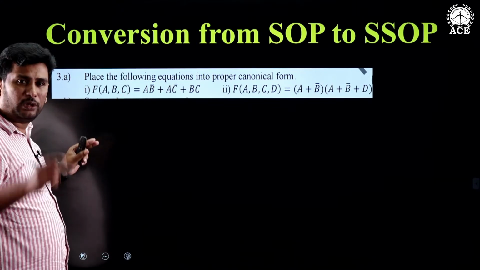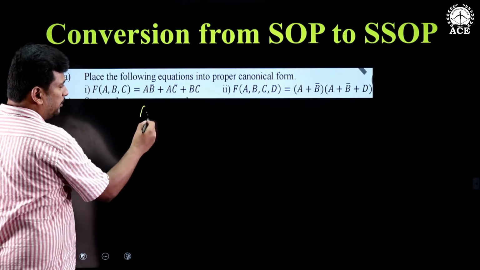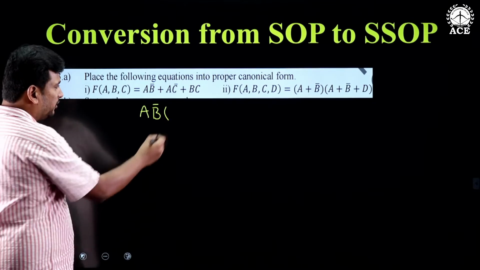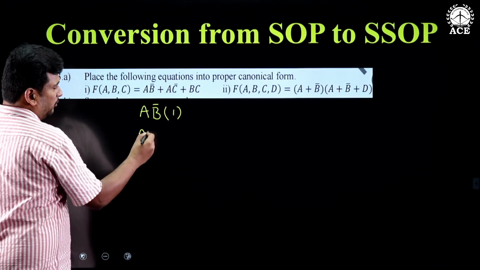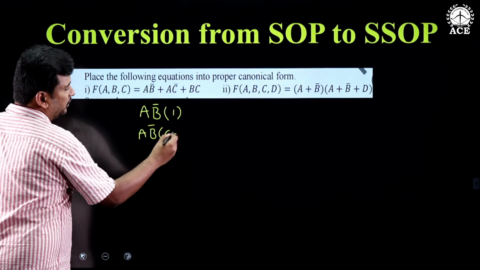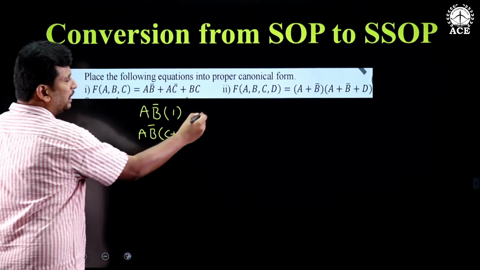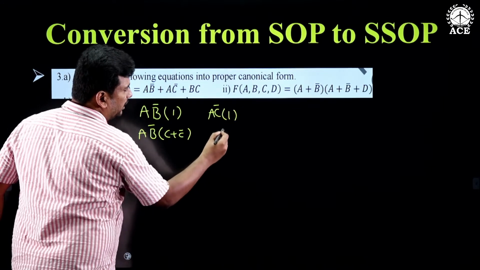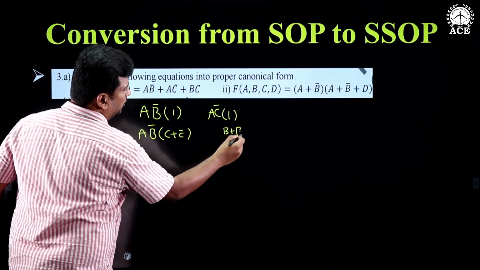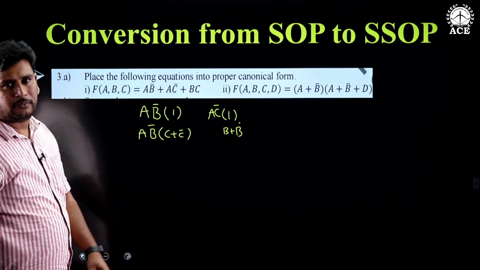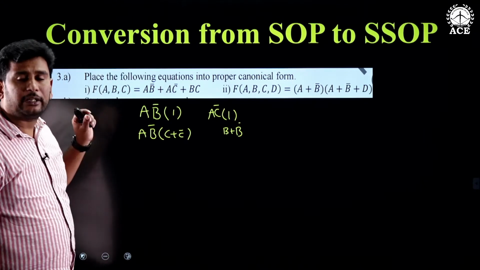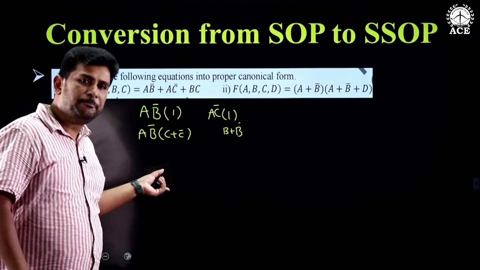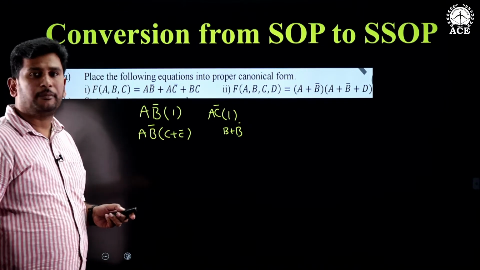For instance, I miss only 1 second, I will take it. If it is AB complement, what is missing here? I miss a variable C. So replace this with 1 and write it as C plus C complement. Similarly, if it is AC complement, what is missing? B. Write it as B plus B complement. For BC, the same. Sounds clear? So you are going to get questions based on conversions from SOP to standard SOP, POS to standard POS.